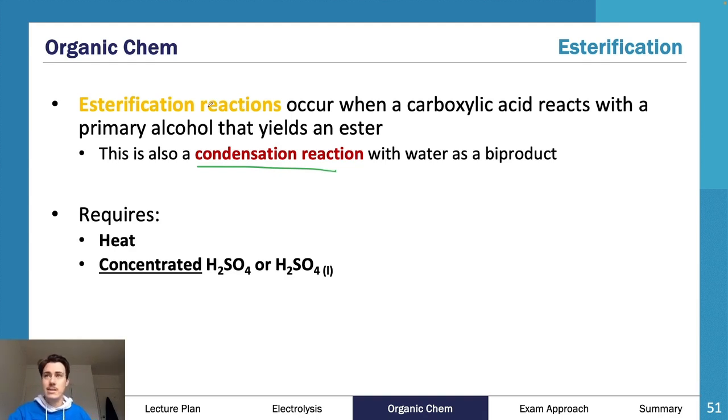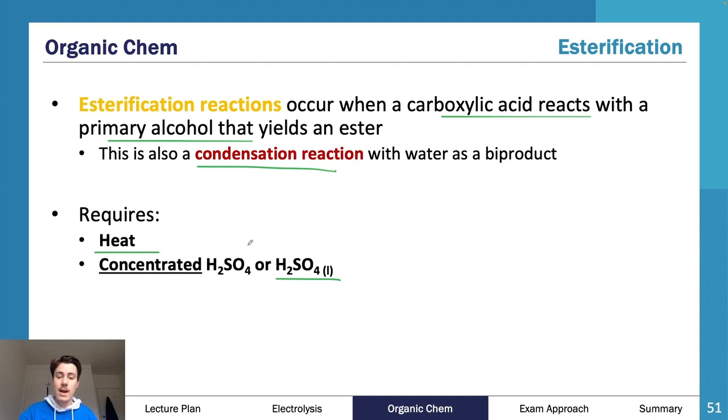So the esterification reaction occurs when a carboxylic acid reacts with a primary alcohol and yields an ester. So really, really important. There's two things here. It requires heat. So when you're running your arrow, it requires heat. It also requires concentrated H2SO4 or liquid H2SO4. So if you write H2SO4 aqueous, you are wrong. It's just wrong. If you write H2SO4 aqueous concentrated or concentrated H2SO4 aqueous, you are correct. If you write H2SO4 liquid, you are correct. They are the only two acceptable things for the catalyst.